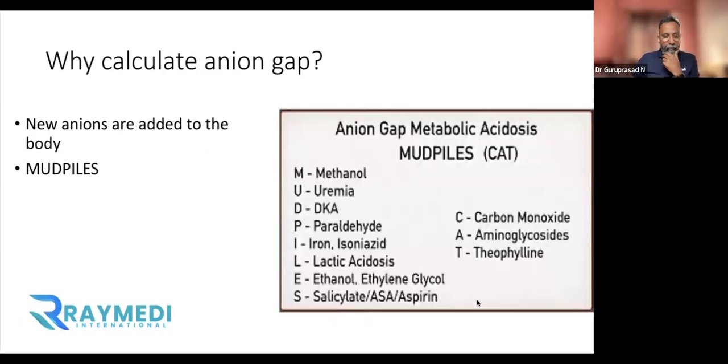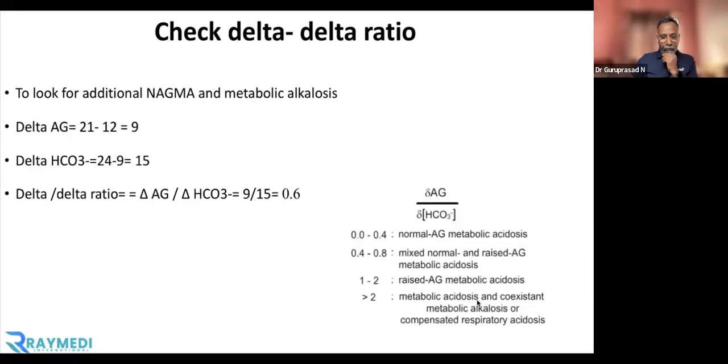So next, because there is a high anion gap, you have to find out what are the causes for the high anion gap, which are there in this slide. Then we do a delta ratio to know whether there is a mixed disorder.